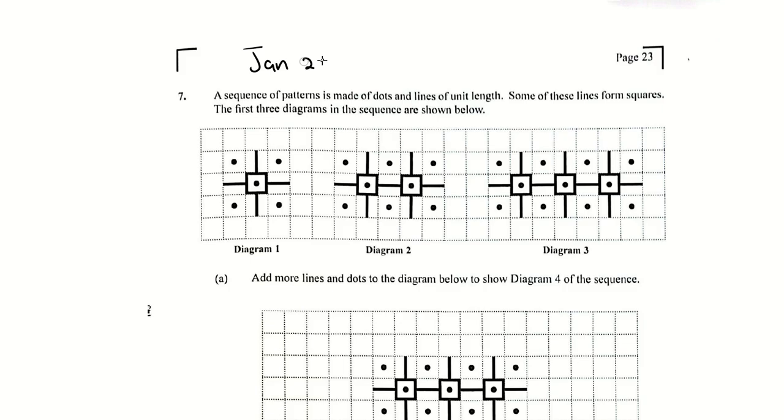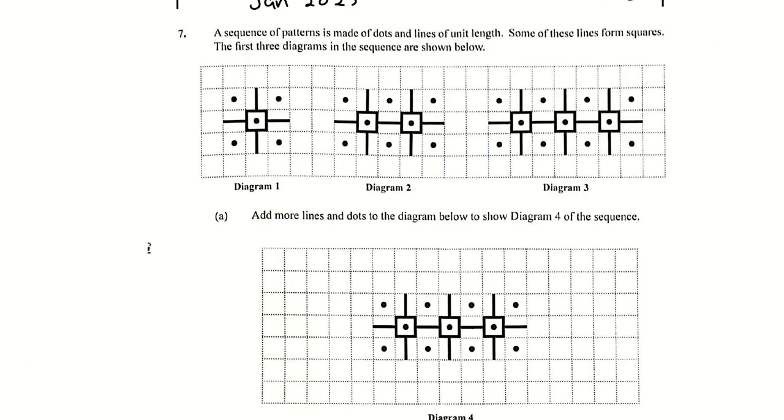Jan 2025. Right? You see the first diagram, the second diagram, the third diagram. Now, remember what I said. What is being increased? The square is being increased. And they're also adding 2 other dots to it, right? So if they ask you, your first diagram has 1 square, your second diagram has 2 squares, your third diagram would have 3 squares. So obviously, if they ask you for your fourth diagram, it would have 4 squares.